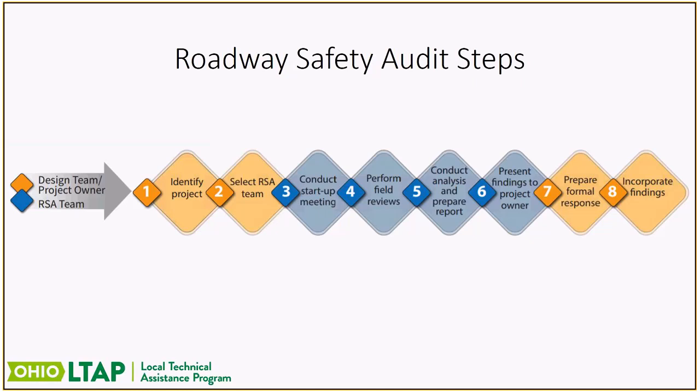With the national process, you present findings to the project owner, meaning the roadway owner at that time, and then the roadway owner would prepare a formal response. Here in Ohio, those 2 steps are kind of combined, and it helps to lead into the 8th step, which we will discuss as well, which is incorporating the findings, which means finding money or resources in order to implement the recommended countermeasures from the road safety audit report.